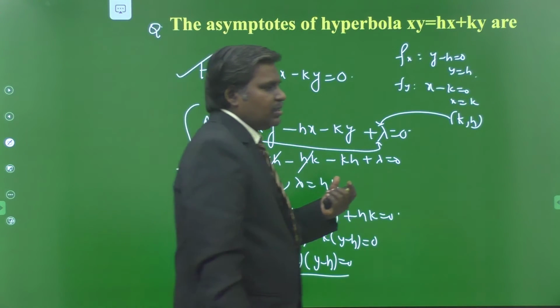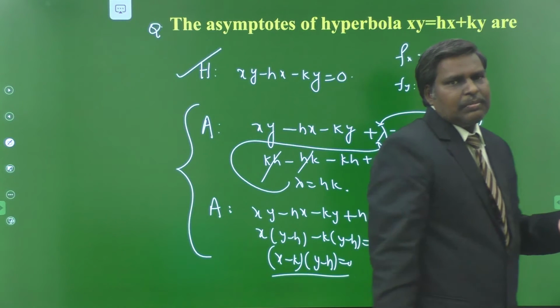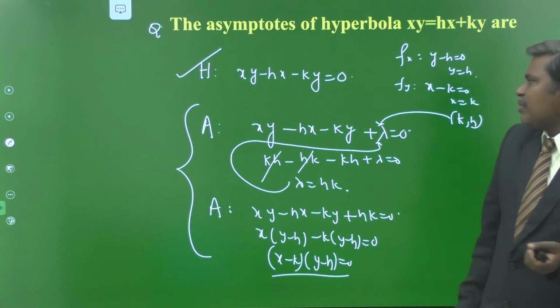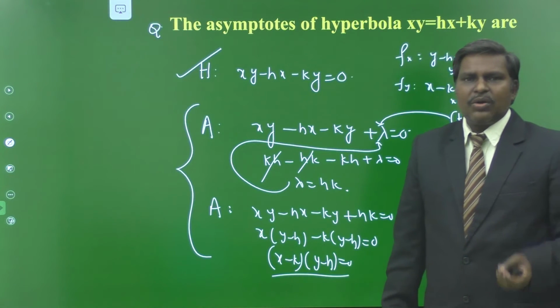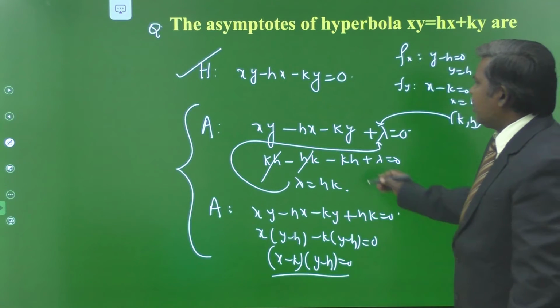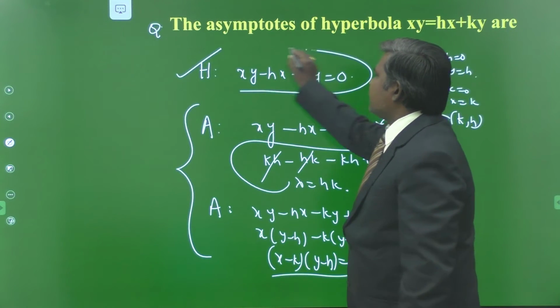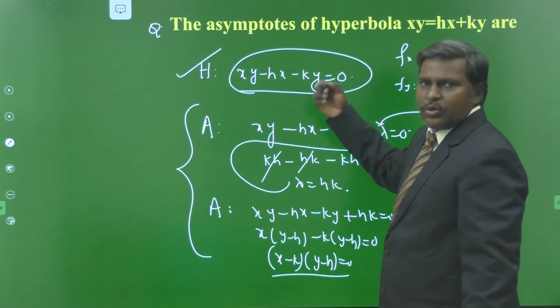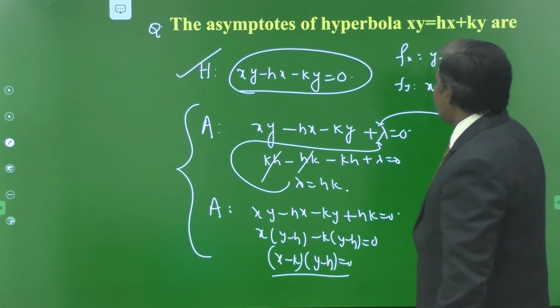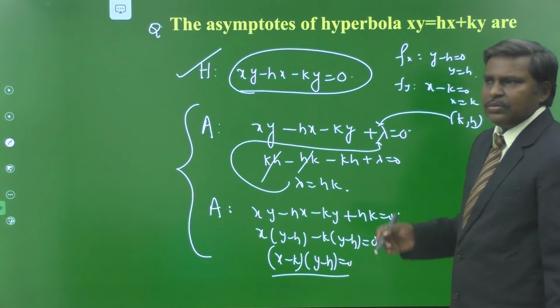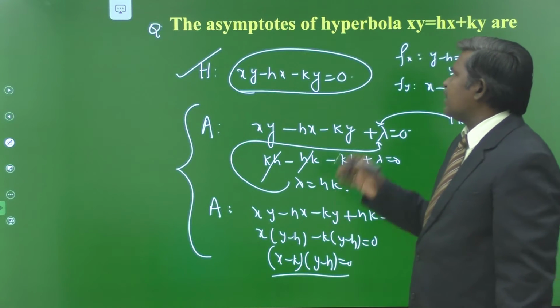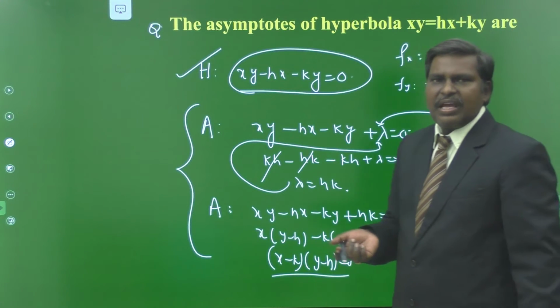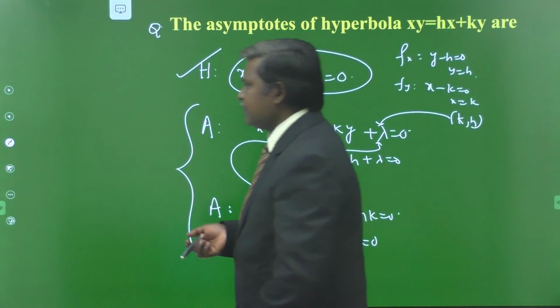So the one and only thing behind this problem is that the combined equation of asymptotes of a hyperbola and the equation of the hyperbola only differ by a constant. By looking at the equation itself, you can factorize by adding some constant. You get the asymptotes, or if you want to do the original process, you can do. So these are the methods to find the asymptotes from the given equation of the hyperbola itself. Understand?